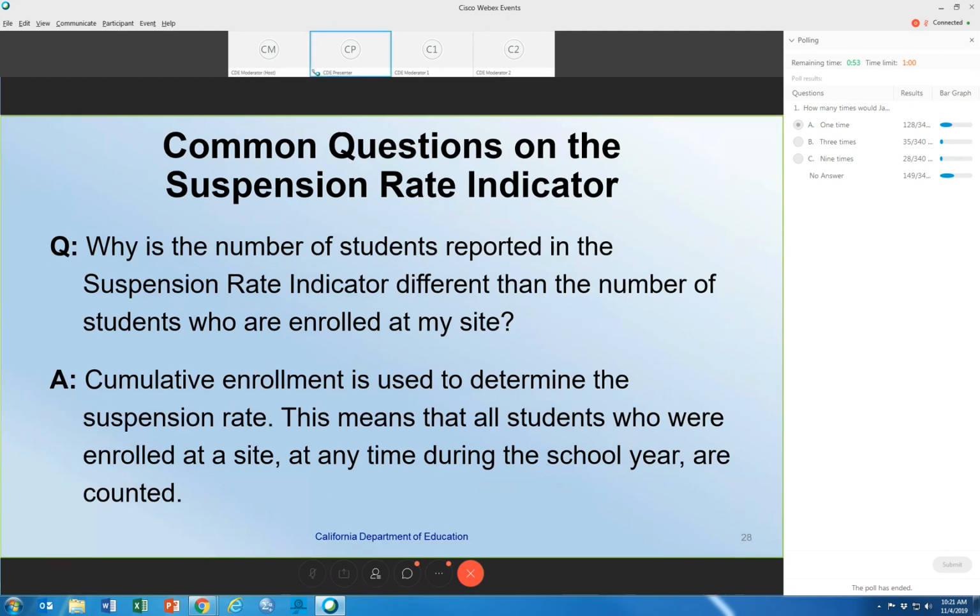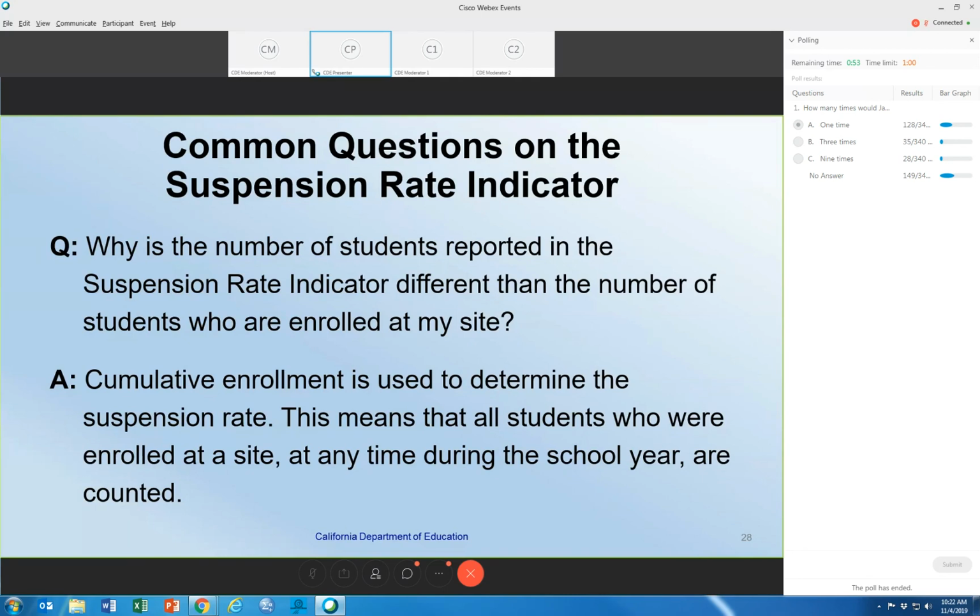As far as common questions for the suspension rate indicator, one we get many times, and I alluded to earlier, is why are the number of students reported in the suspension rate indicator different than the number of students who are enrolled in my site? This all is dependent upon the cumulative enrollment indicator that's used to determine the suspension rate denominator. This is all of the students who are enrolled at a site, be it school or LEA, at any time during the school year. We count each one of those students, and that, again, is an aggregate count we do here at the department. So this number will most definitely, except in very, very rare circumstances, be different than your census day enrollment.